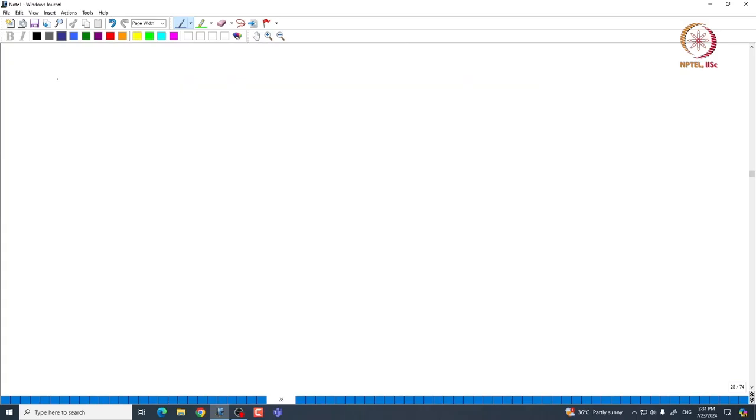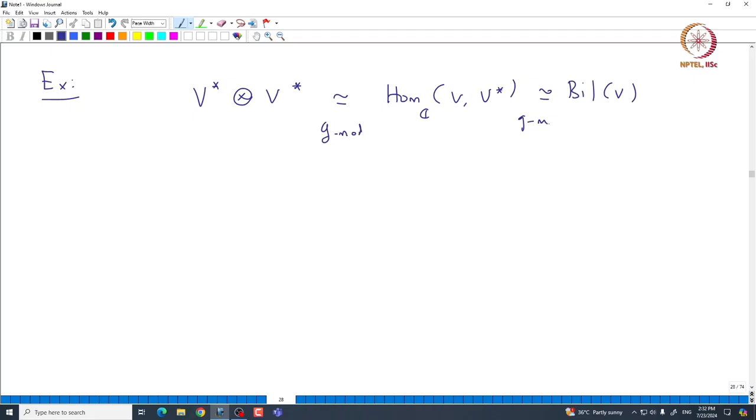So now we can go back to this natural isomorphism between V star tensor V star and Hom(V, V star), which is naturally isomorphic to the bilinear forms. So this is all G-module isomorphisms. Okay. So now there are some immediate operations that one can perform on the tensors. If we just do that, we can ask what it corresponds to inside the bilinear forms.